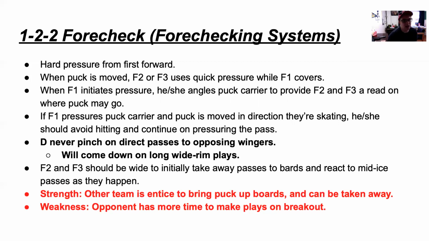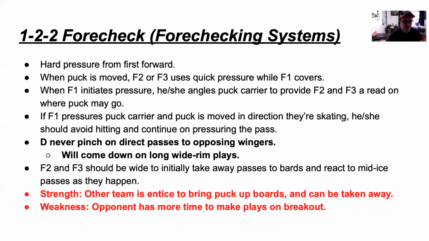D never pinch on direct passes to opposing wingers, and this will come down on long, wide rim plays. So usually what happens is the D will not pinch those forwards. They're going to stay back, and we have the option to rim around the boards. F2 and F3 should be wide, initially take away passes to the boards and react to mid-ice passes as they happen.